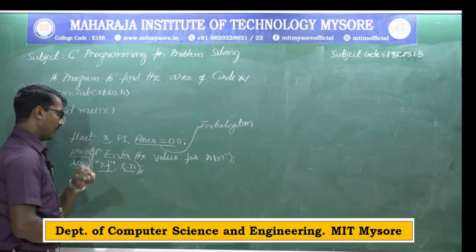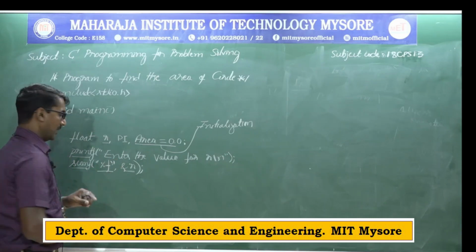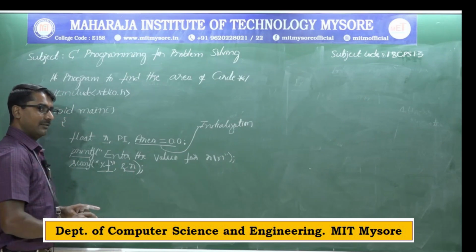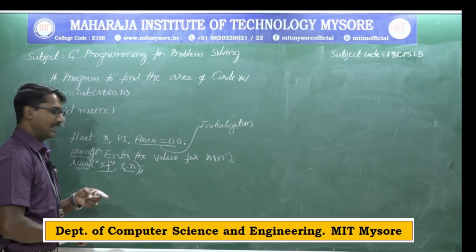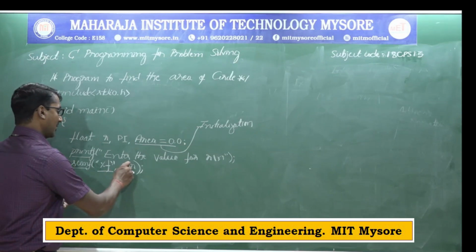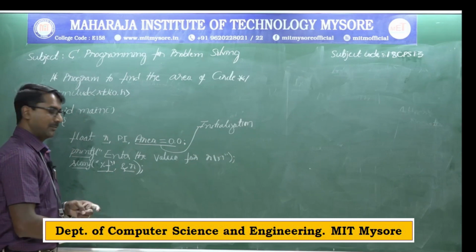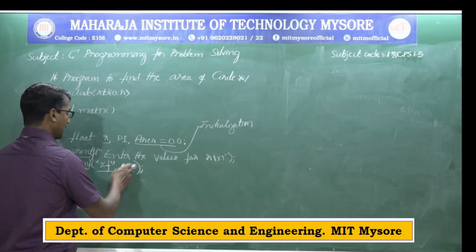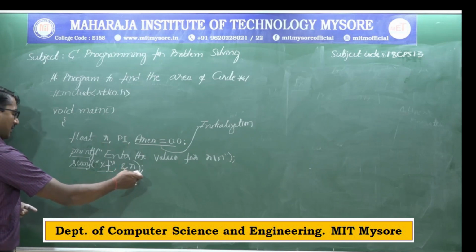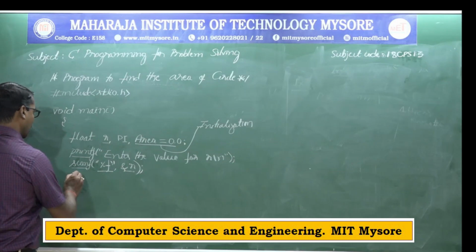Here I am reading only one value, so I have specified only one %f. Then after that, the address of r. I need to place the value in the variable r, so that's why I specify the address. The ampersand operator specifies the address of the variable r. Okay, this is assigning a value to the variable by reading the value from the keyboard.